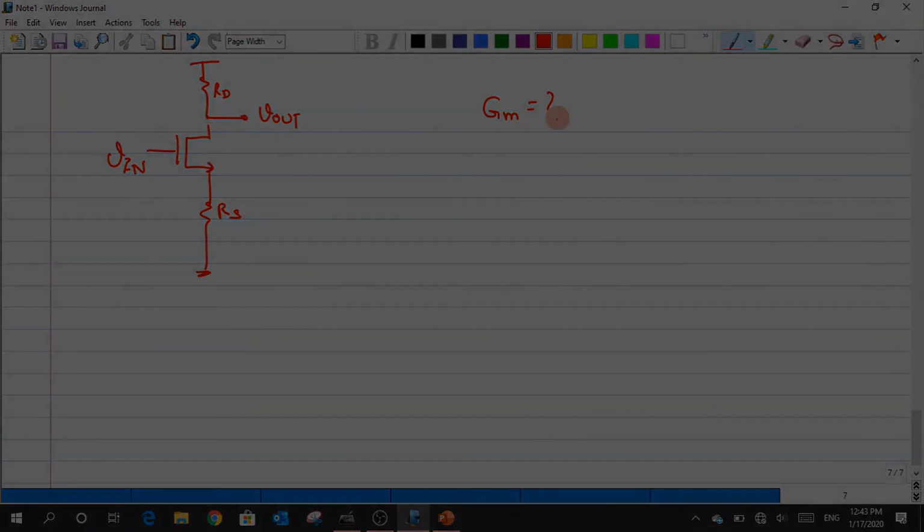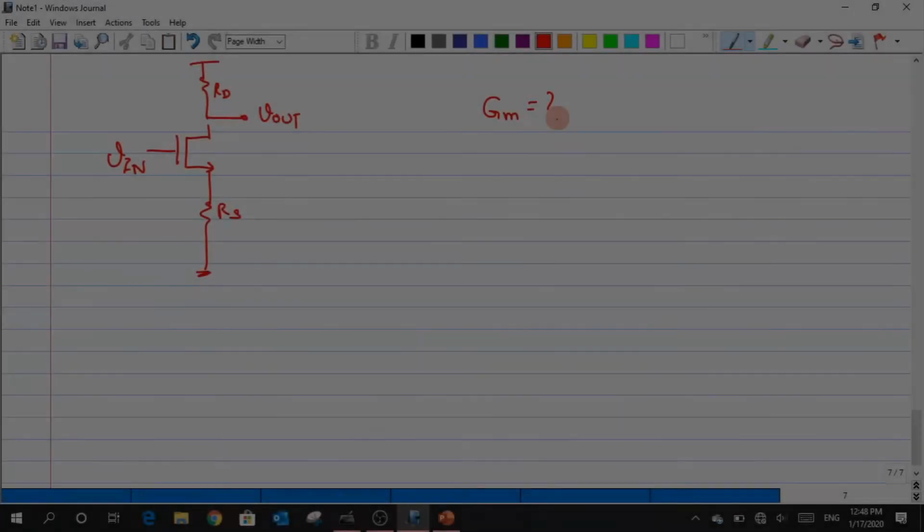Okay, so let us do a small exercise of this. Let's put some sort of resistance here. So compute the transconductance GM of this device. Done?